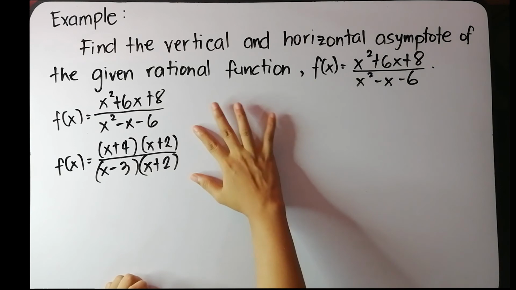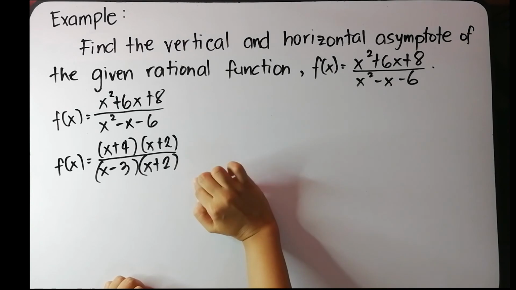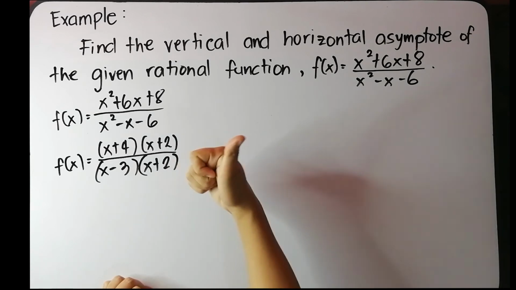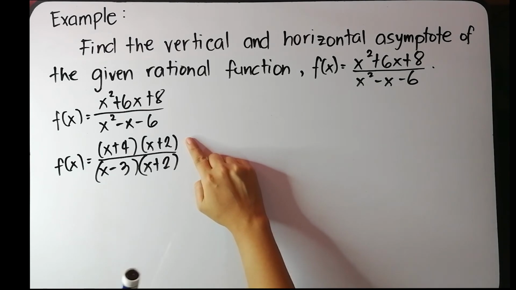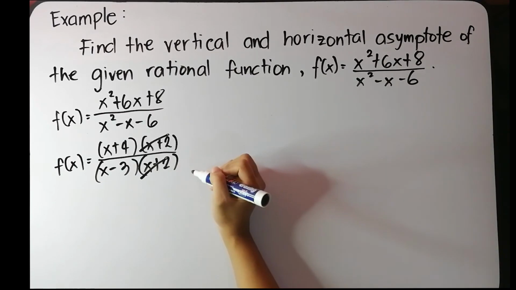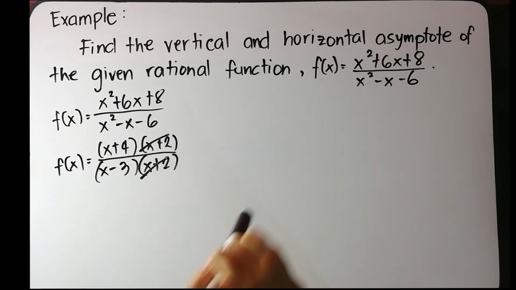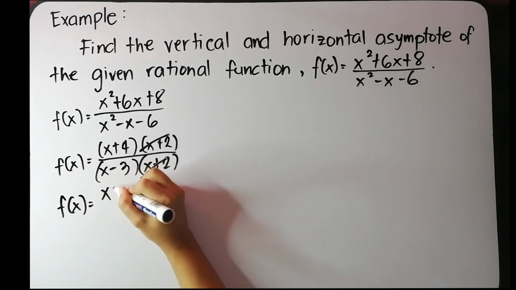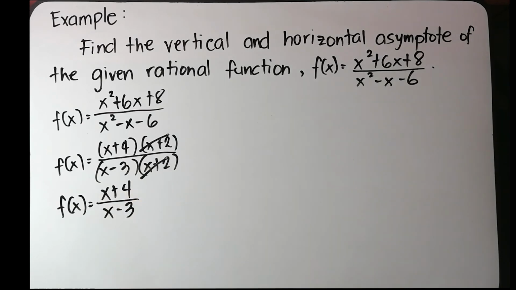By taking a look at this factored form of our rational function, are there any similar or common factors in our numerator and denominator? Yes, we have x plus 2 in our numerator and x plus 2 again in our denominator. So we can remove that by cancelling, because x plus 2 over x plus 2 is equal to 1. If we divide anything by itself, that is equal to 1. So now our simplified rational function is f of x equals x plus 4 over x minus 3.